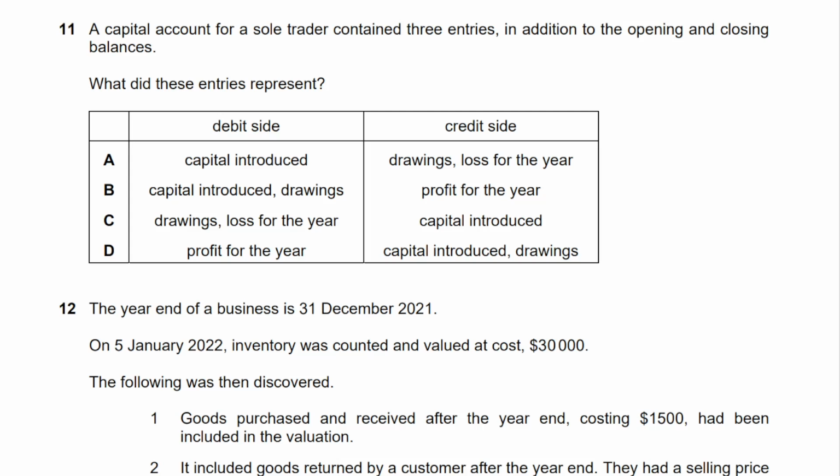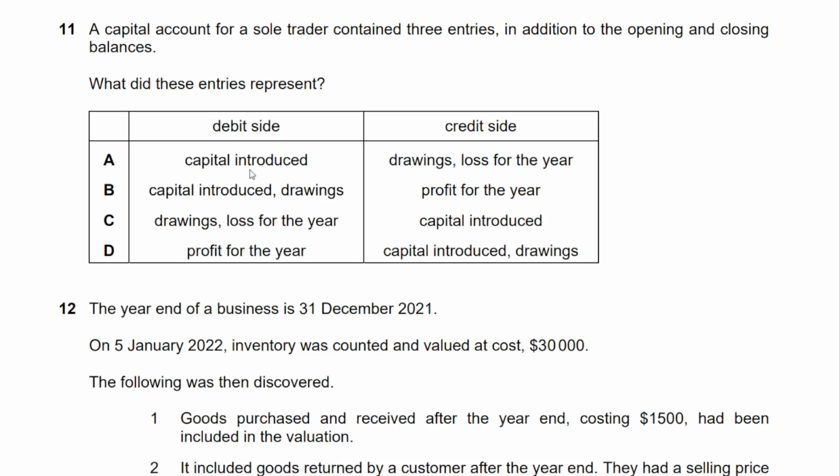Okay. What did these entries represent? If you have made a few capital accounts, you know that certain things appear on the debit side, certain things appear on the credit side. What appears on the credit side of a capital account? Things that increase owner's capital. And on the debit side, things that decrease owner's capital.